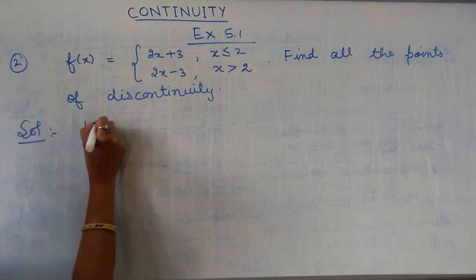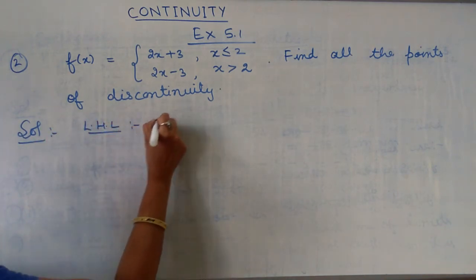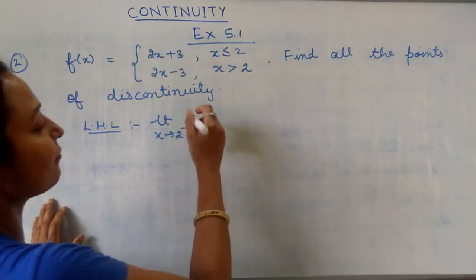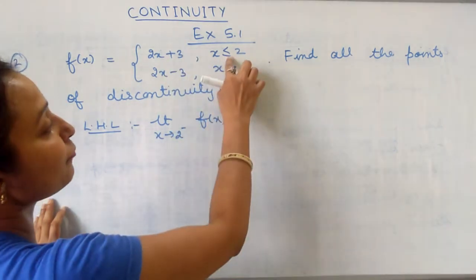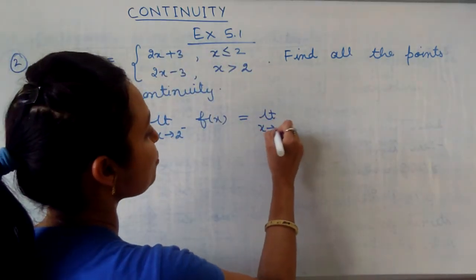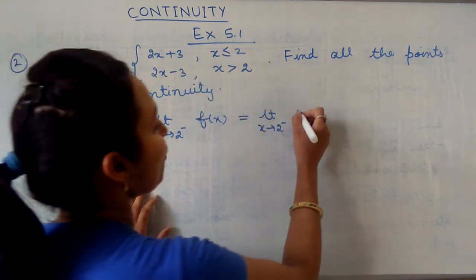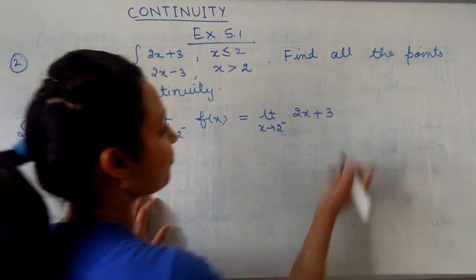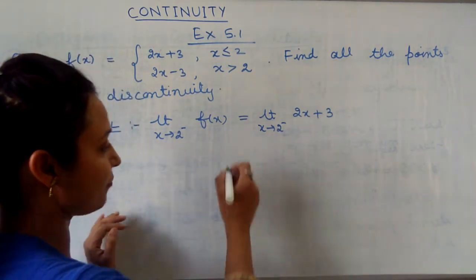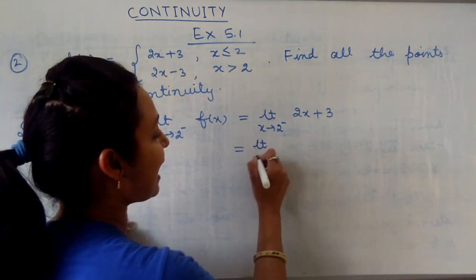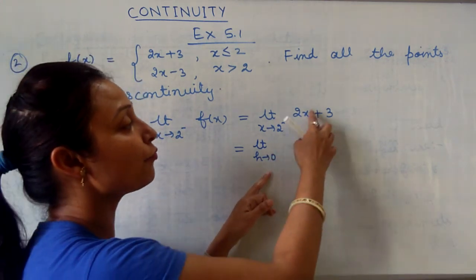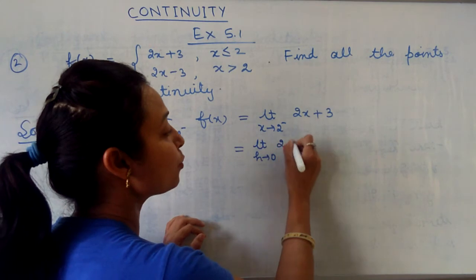I will take the left hand limit. When you take left hand limit, limit x approaches 2 negative, I will take the negative value of f of x. Negative means you have to take the less than value. Limit x approaches 2 negative, 2x plus 3. If I want to remove this 2 negative and 2 positive, how can you remove? Limit h approaches 0. When you write h approaches 0, you will change x to 2 minus h, plus 3.